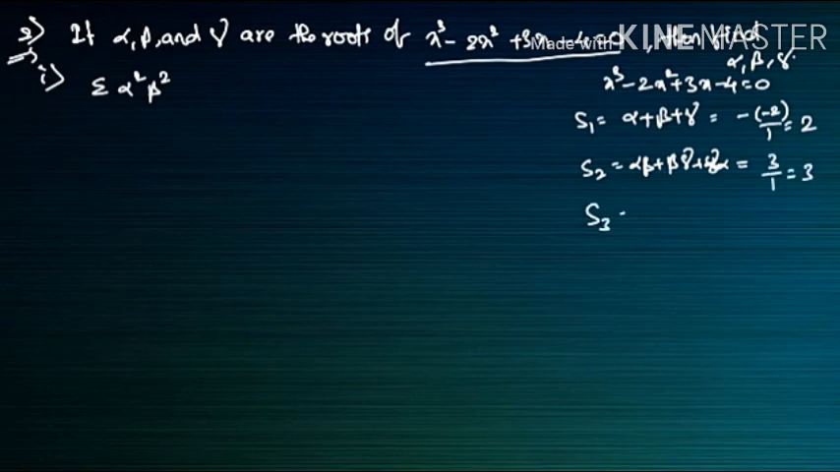Now s3 is alpha beta gamma, which is minus d by a. Here d is minus 4, so minus of minus 4 divided by 1 is equal to plus 4.